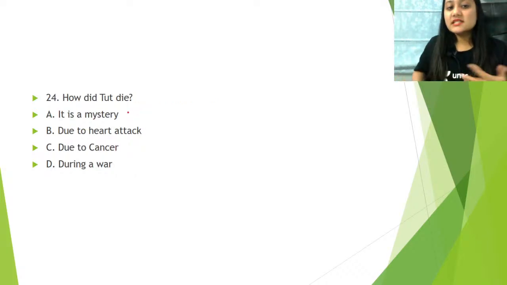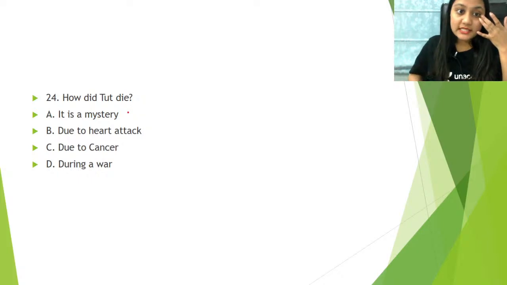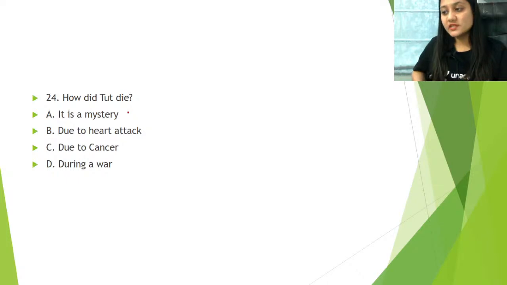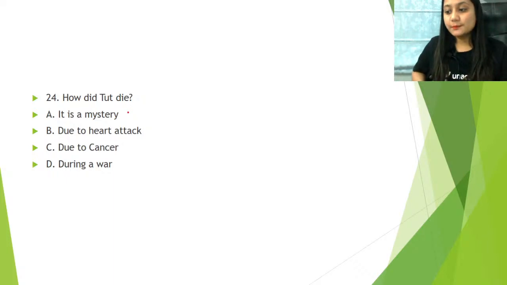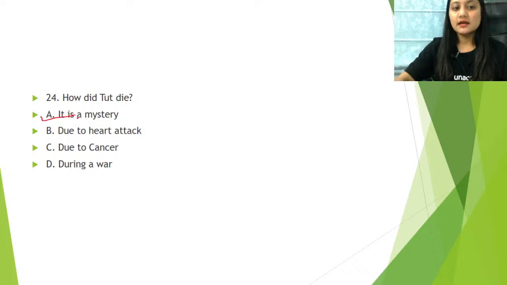Okay, how did Tut die? So, how did he die? It is a mystery. Due to heart attack, due to cancer, or during a war. Like, what was the reason? Why did we lose him? Is it still a mystery or by any chance he got the heart attack due to cancer? Or, you know, he fought a war and in which he somehow mysteriously lost his own life. Very good, very good, all of you. Oh wow, that's great. It's a mystery.